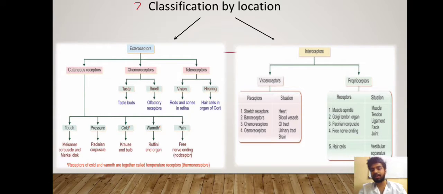Vestibuloreceptors have many types of receptors, and we have examples of four: touch receptors in the case of the heart, baroreceptors in the case of blood vessels, chemoreceptors in the case of the gastrointestinal tract, and osmoreceptors in the case of the urinary tract. And proprioceptors consist of receptors which have four main types: muscle spindle, Golgi tendon organ, corpuscles, and free nerve endings, in the situation of muscle, tendon, ligament, fascia and joints.